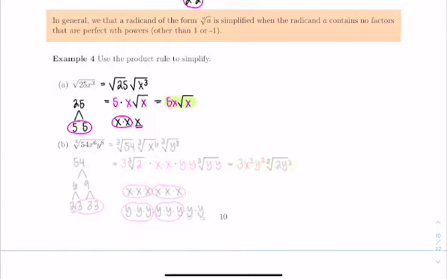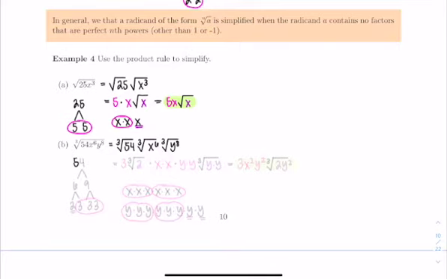Let's go ahead and look at something a little bit more complicated. We have the cube root of 54x to the 6, y to the 8th. So let's go ahead and split these up. We have the cube root of 54, the cube root of x to the 6, and the cube root of y to the 8th.